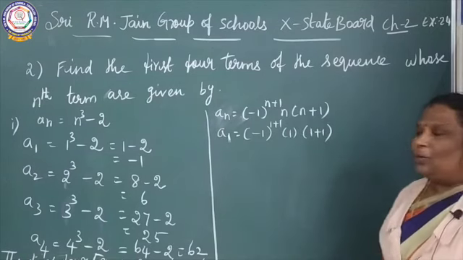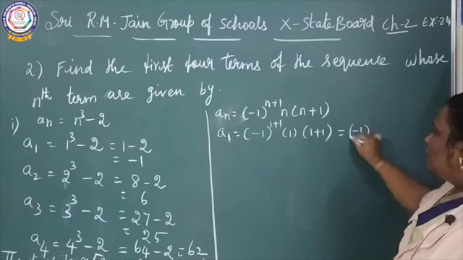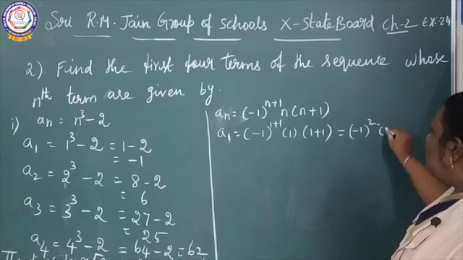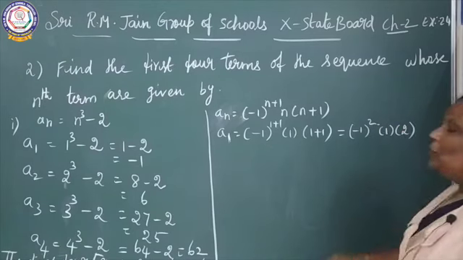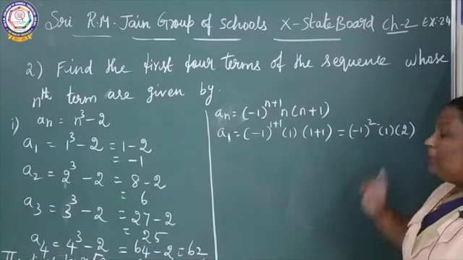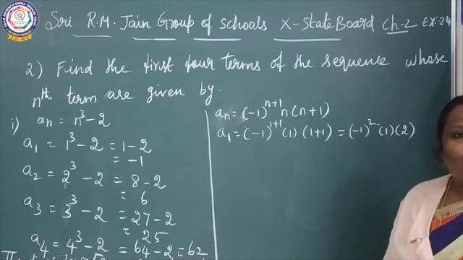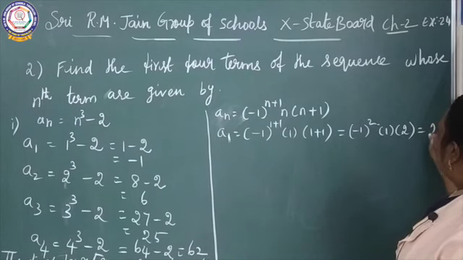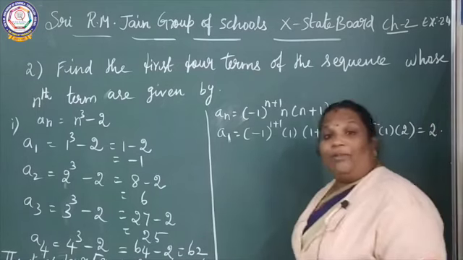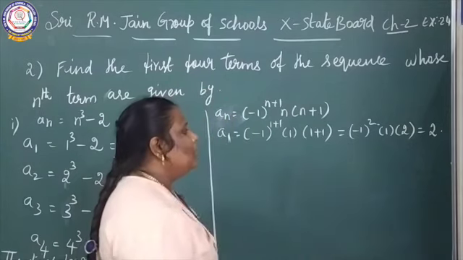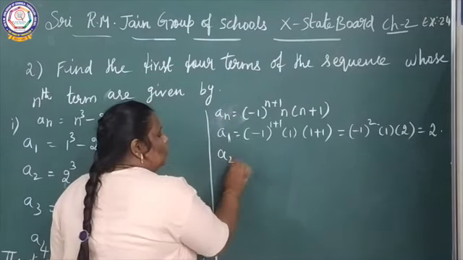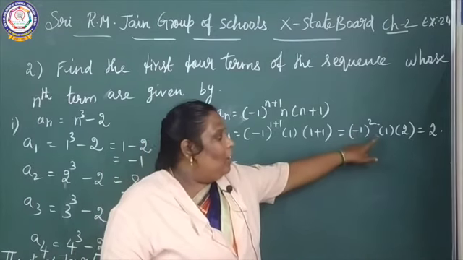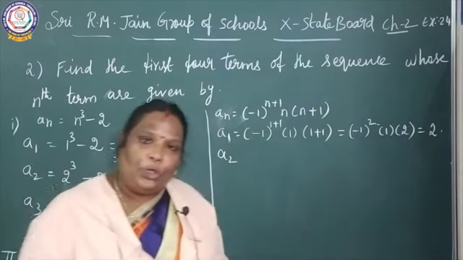So, what is the value? It gives minus 1 the whole square, into 1 into 2. So, it is in a power even number. Minus 1 the whole square means what? 1. So, even number. So, the value is equal to 2. See here, A2, because minus 1 the whole square is 1. 1 into 1, 1. 1 into 2, 2.